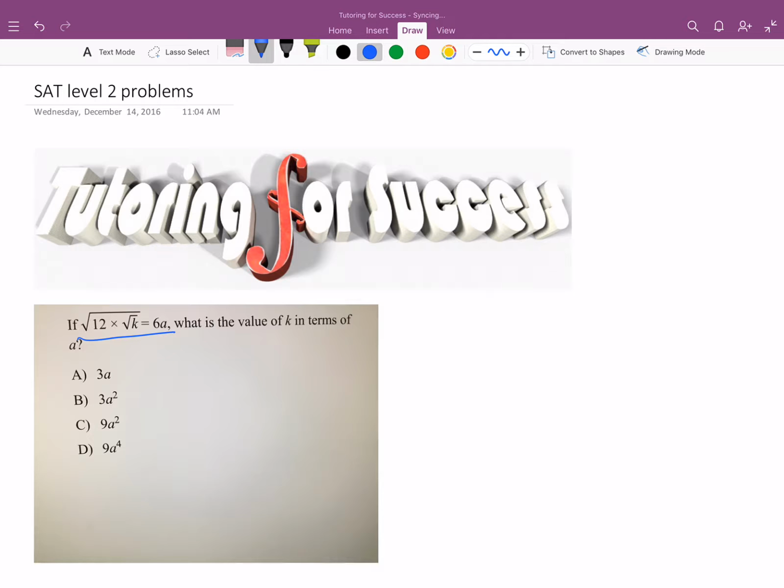Today we're doing a problem associated to radicals. The problem says there is a radical 12 multiplied with another radical with a variable k inside, which equals 6a. And they want us to find the value of k in terms of a. So basically you're not going to find a value that is a constant. And lucky you, none of your choices are constant. But I'm just telling you this, sometimes they trick you with a constant value too.